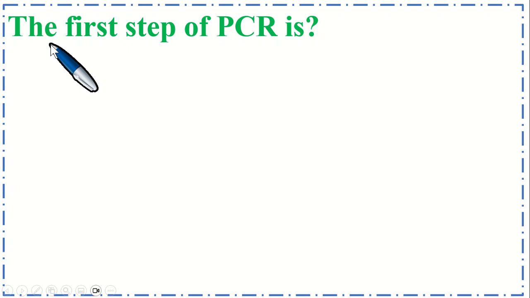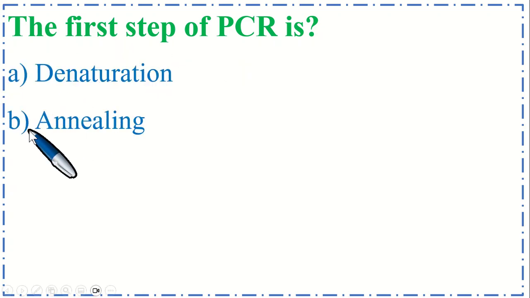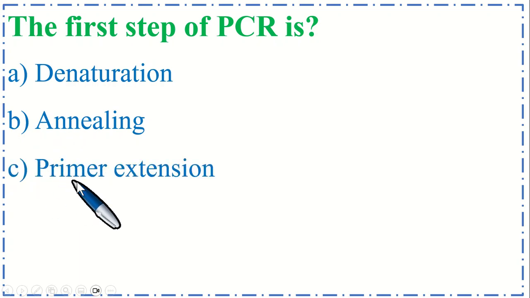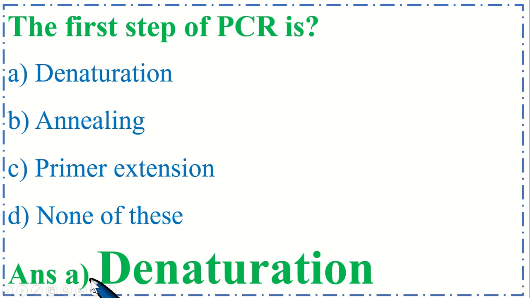This is so important MCQs. The first step of PCR is option A, denaturation; B, annealing; C, primer extension; and option D, none of these. So the correct option is A, denaturation.